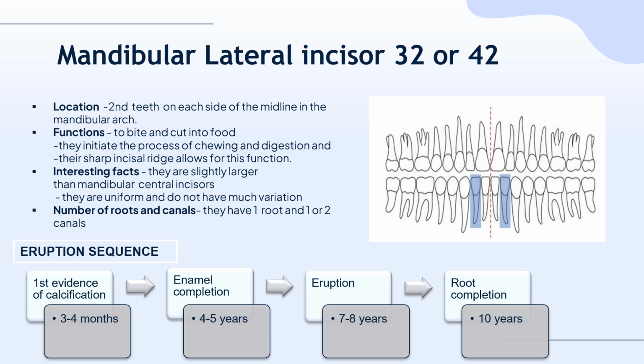Their eruption sequence is as follows. The first evidence of calcification is seen at 3 to 4 months, the enamel completes at 4 to 5 years, the tooth erupts at 7 to 8 years old, and the root completes at 10 years.